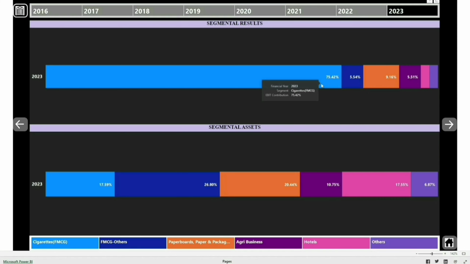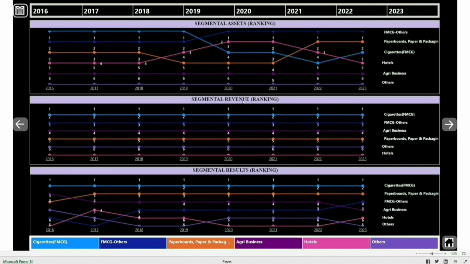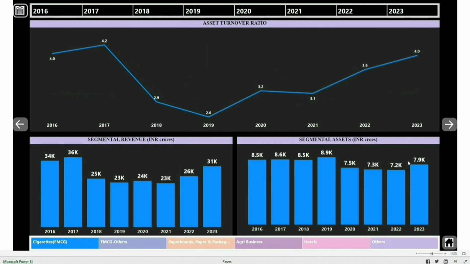So going forward now, here you can see the ranking for the assets, the revenue, as well as the profits, right? You can check it out on your own. Going forward, we'll be looking at the asset turnover ratio. What does this actually mean? So let's say we selected the cigarette business for year 2023.